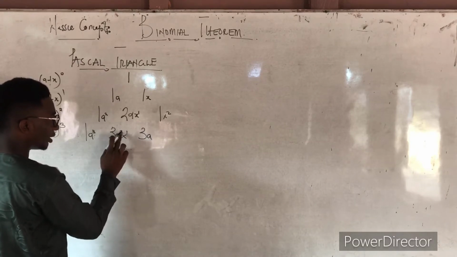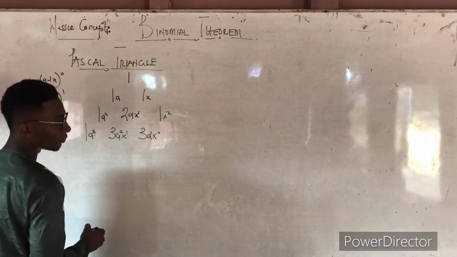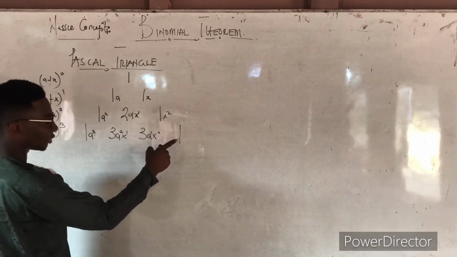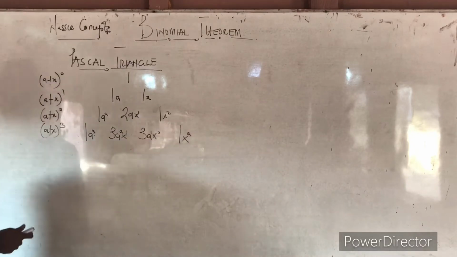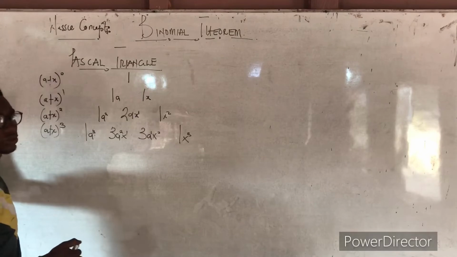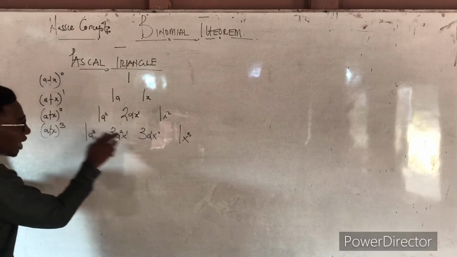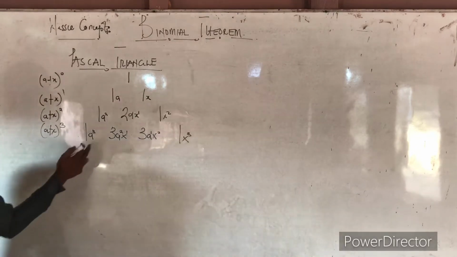The a is still decreasing, the x is increasing, and the x becomes 2. And the last one, you put your 1 there. So it starts with 1 and always ends with 1, which becomes 1x cubed because the a will tend to 0. So you realize that anytime you draw Pascal's triangle, when you begin with the first letter, a cubed, you have to end with an x cubed. When you expand this, you'll be getting the same thing.